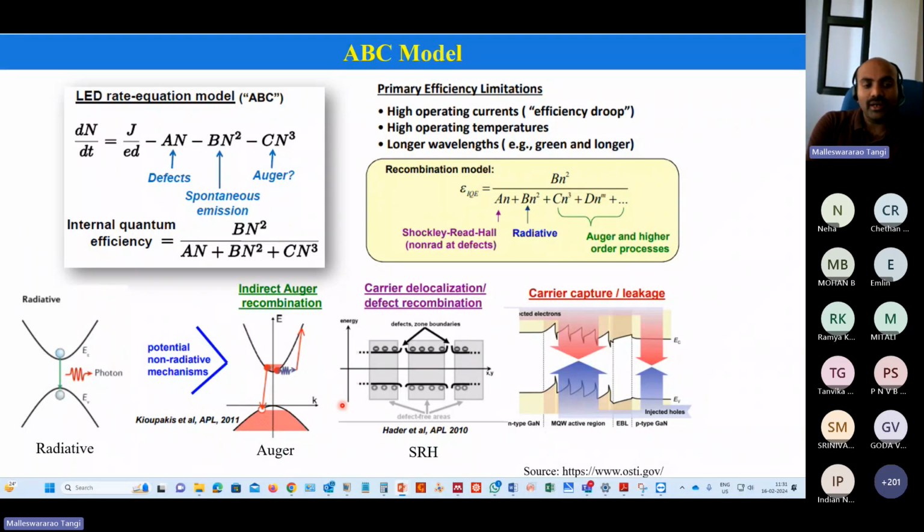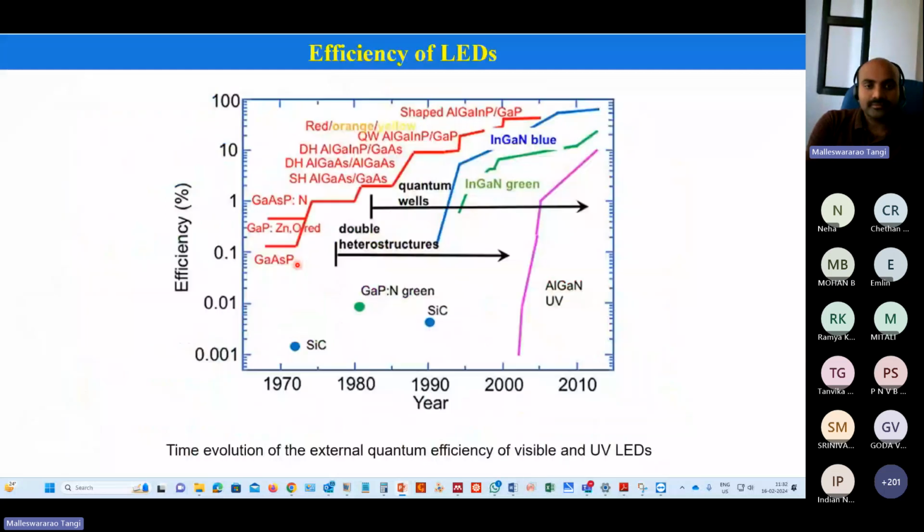So we have to have only radiative recombinations when we use any material for LED or laser applications. And the internal quantum efficiency is nothing but radiative recombinations over total recombinations. It can be expressed in terms of carrier density as well from the ABC model, like radiative recombinations over all recombinations. So this is the efficiency evolution for LEDs.